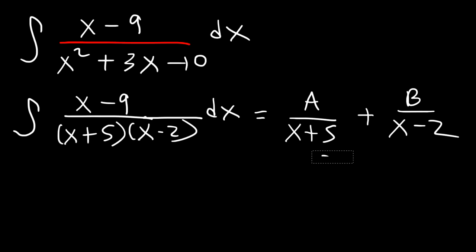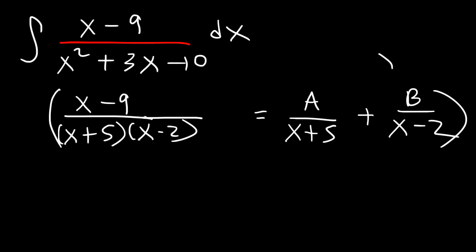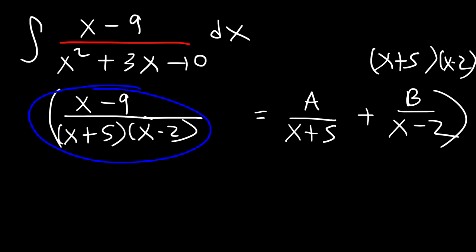Now what we need to do is determine the value of a and b. So right now, let's ignore the integral sign. Let's get rid of this. We can get back to it later. How can we determine the value of a and b? What we need to do is multiply both sides by this denominator. So we're going to multiply both sides by x plus 5 and x minus 2.